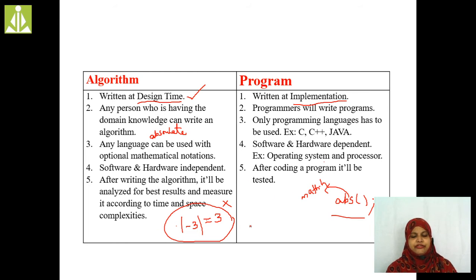This is the fourth difference between the algorithm and the program. The fifth one is, after writing the algorithm, it will be analyzed for the best results and measured according to the time and space complexity. Whenever we write any algorithm, we must analyze its time complexity and space complexity, and depending upon them, we measure that particular algorithm. Whereas in case of a programming language, after coding, the program will be tested. After writing the complete program, that particular program is going to be tested. This is the main difference between the algorithm and the program.